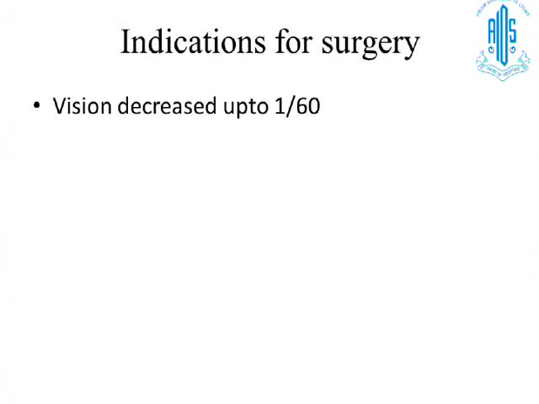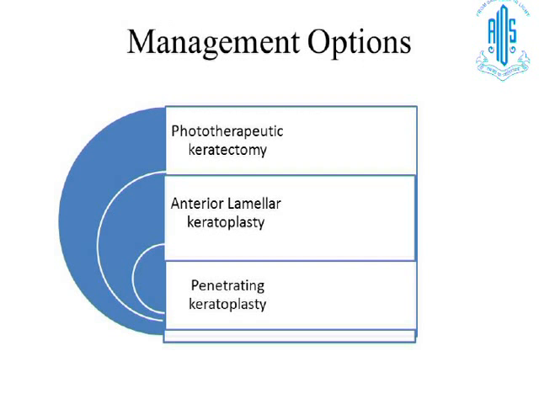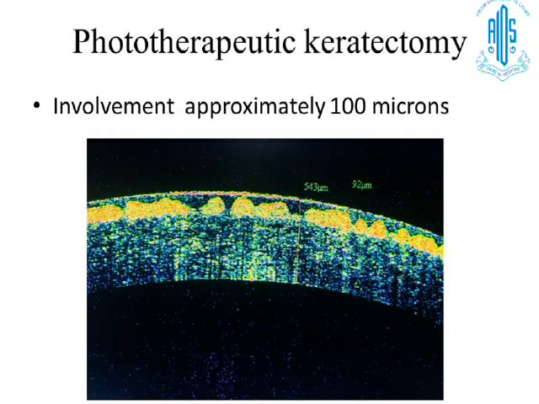Now, the indication for surgery was that his vision was poor, only 1/60, and we had these options. As I explained to you, the opacity seemed a little deeper, so we didn't go for the PTK. The option was an anterior lamellar keratoplasty, and as has been beautifully explained by the speakers before me, a penetrating keratoplasty was not an option. So the involvement was about 100 microns.